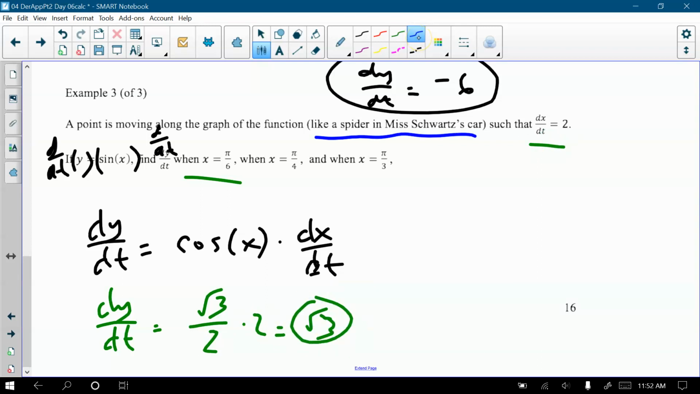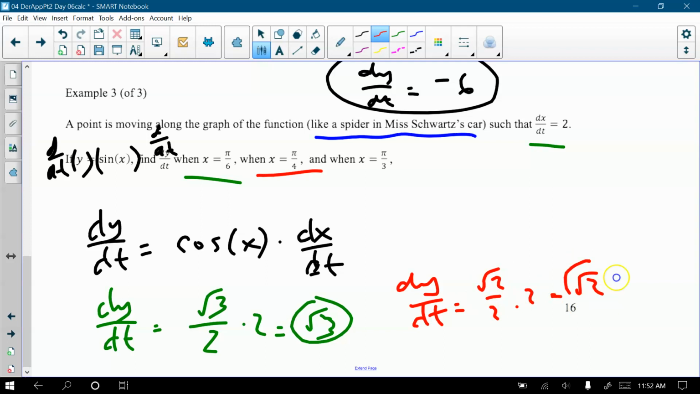When I have x equals pi over 4, dy/dt is equal to cosine of pi over 4, which is root 2 over 2, times 2, which is just root 2. And then when I have pi over 3, that means dy/dt is equal to cosine of pi over 3, which is 1/2, times 2, which is just 1.